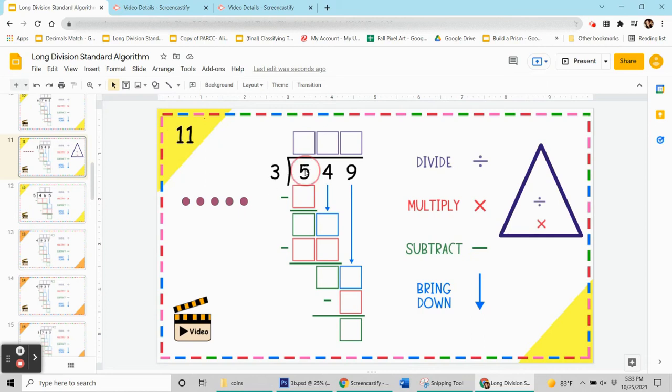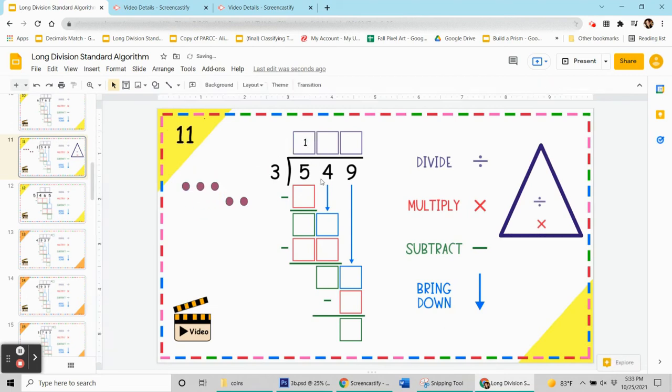We're going to start with the 5, and we're going to divide. Step 1, 5 divided by 3. Basically, what that means is if I have 5 items, how many groups of 3 can I make? Just one. I can make one group of 3. There's not enough left over to make 2 groups, just one group. So 3 goes into 5 one time.